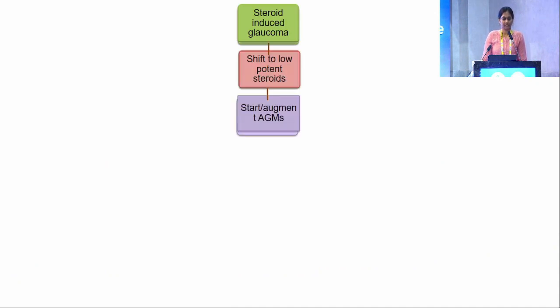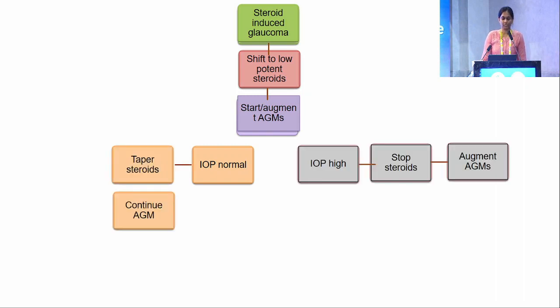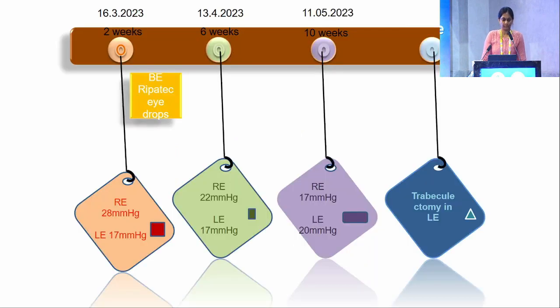First, initially we can shift to low potent steroids or start or augment AGMs. Even after starting or augmenting AGMs, if the intraocular pressure is normal, then we can taper steroids and continue AGMs. If IOP is still high, stop steroids and augment AGMs. Even after that, if the intraocular pressures are high, we can do either GAT or trabeculectomy. So we augmented AGMs and started even Repatec eye drops, and his pressures were still elevated. So we advised trabeculectomy, but the patient denied, and later we did a left trabeculectomy initially.